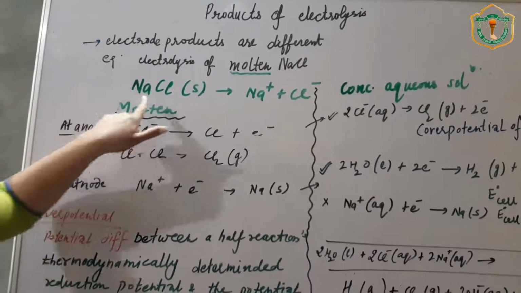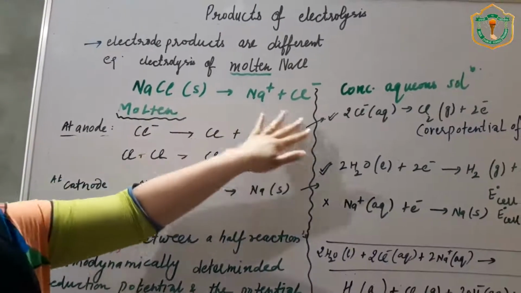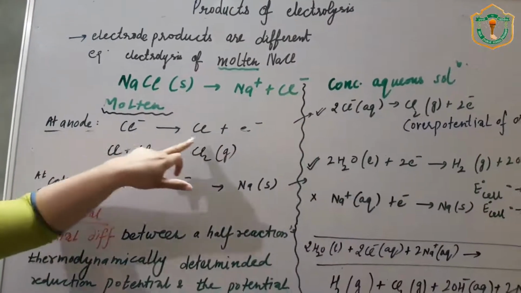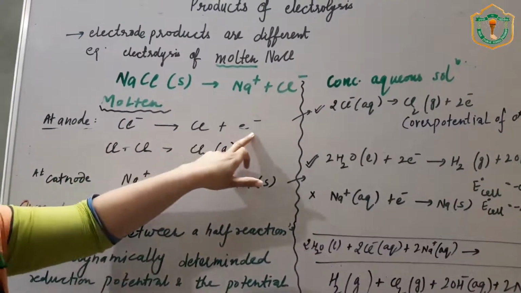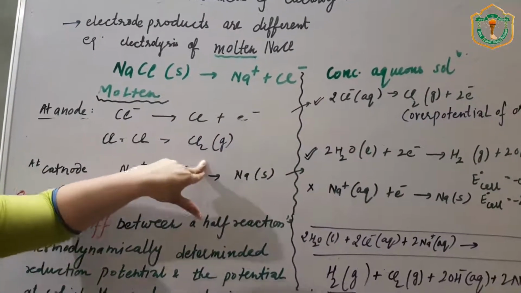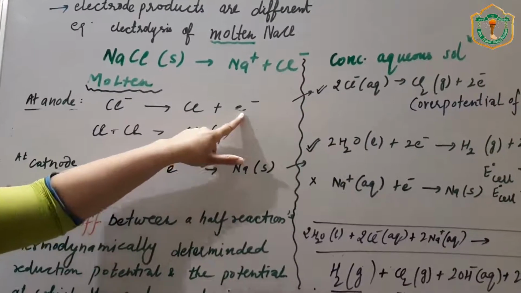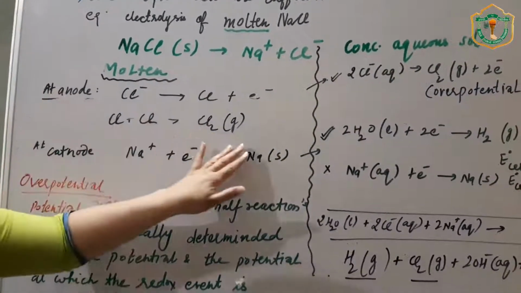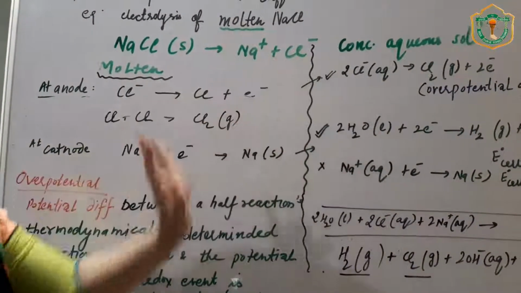NaCl in molten state will produce both ions, Na positive and Cl negative. So Cl negative will undergo oxidation by losing electrons, and when two chlorine atoms combine together they make chlorine gas. So this is oxidation happening, and oxidation always happens at the anode. So at the anode, chlorine gas will be evolved, which has come from chloride ions.